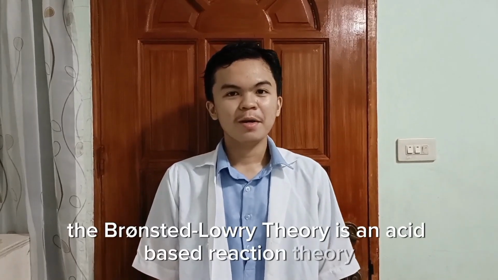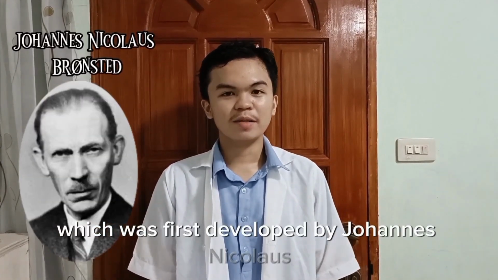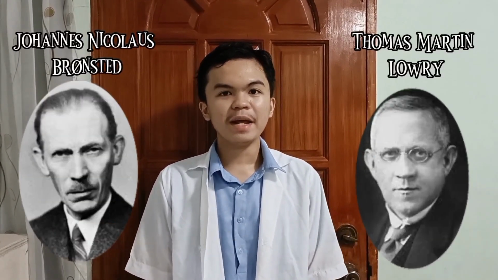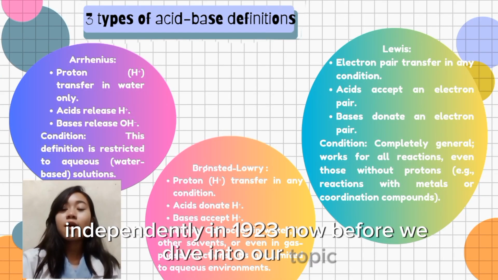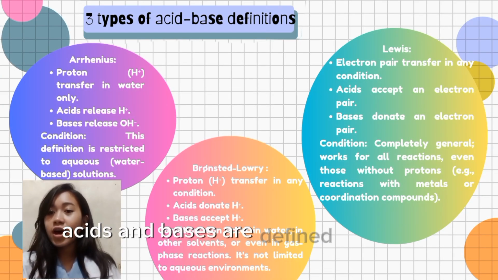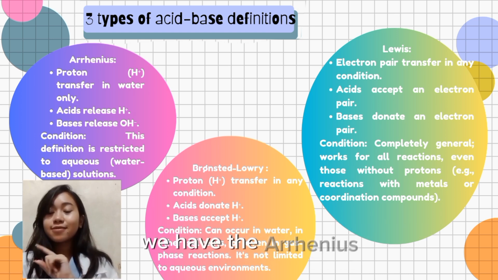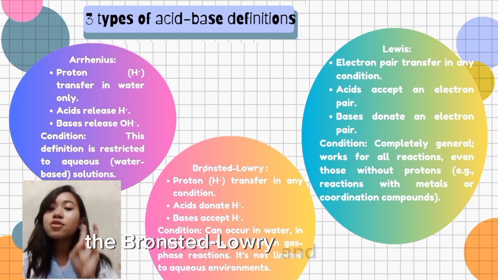The Bronsted-Lowry theory is an acid-base reaction theory which was first developed by Johannes Nicolaus Bronsted and Thomas Martin Lowry independently in 1923. Now, before we dive into our topic, let me tell you that acids and bases are defined into three parts. We have the Arrhenius, the Bronsted-Lowry, and the Lewis.